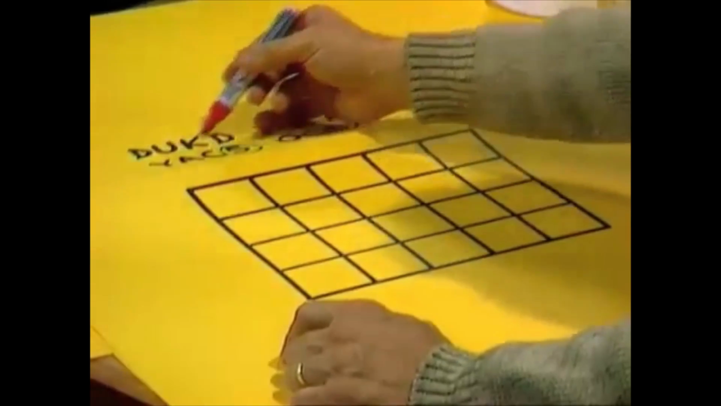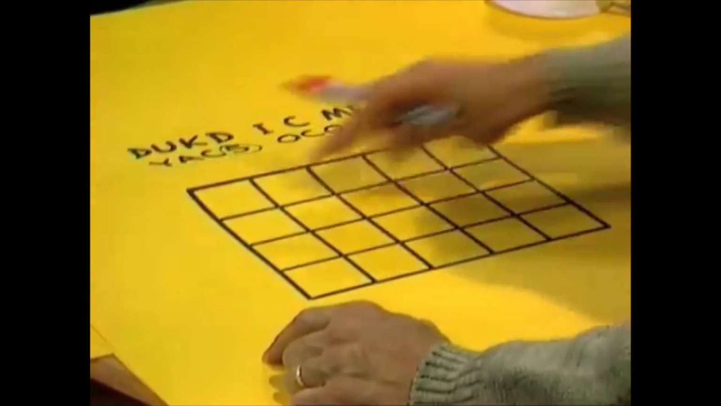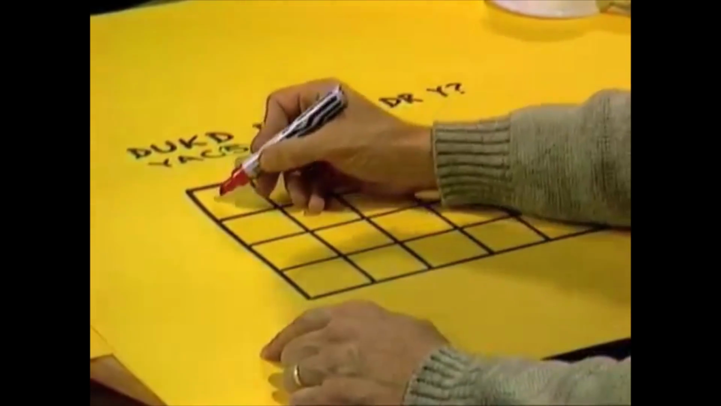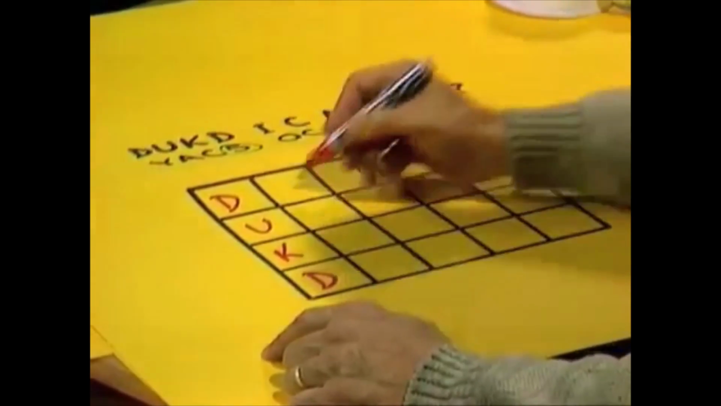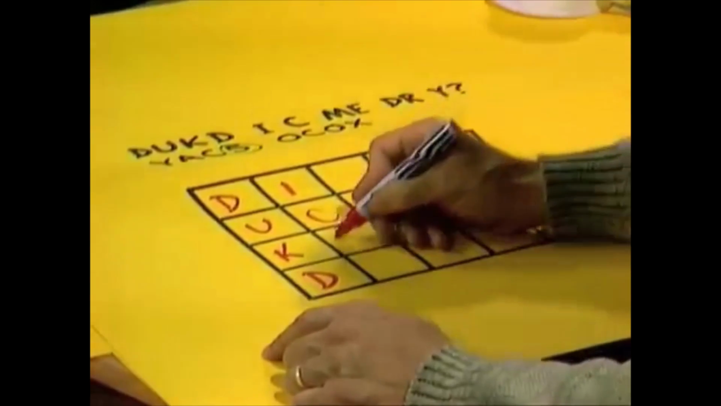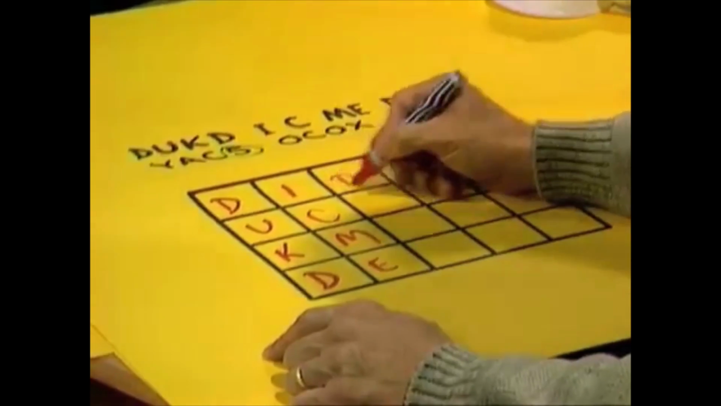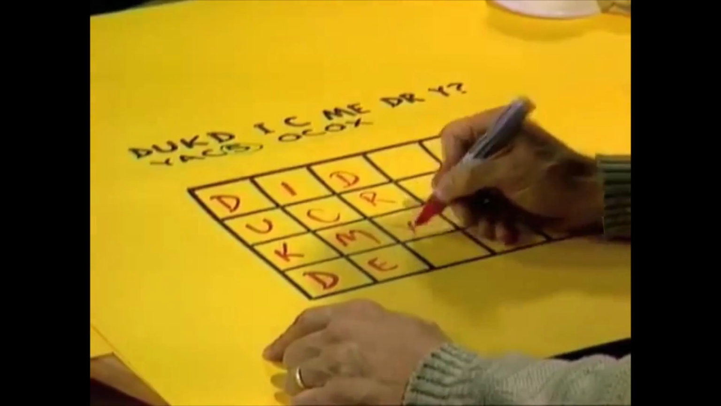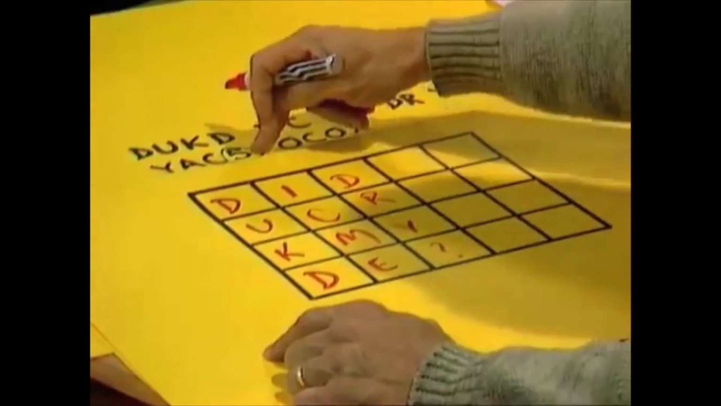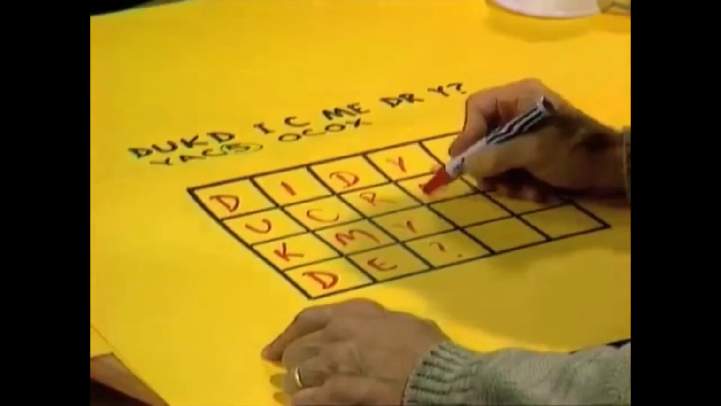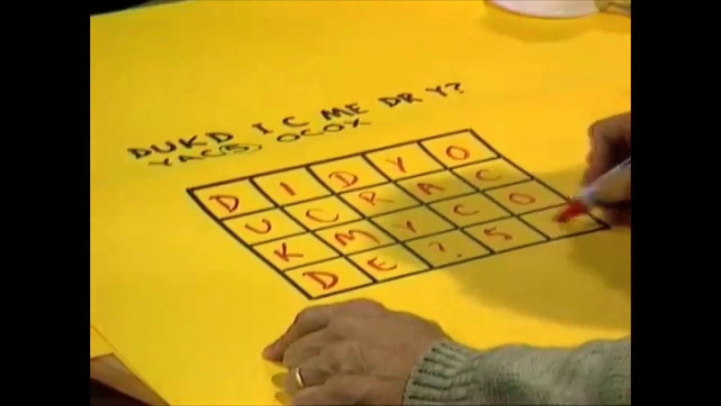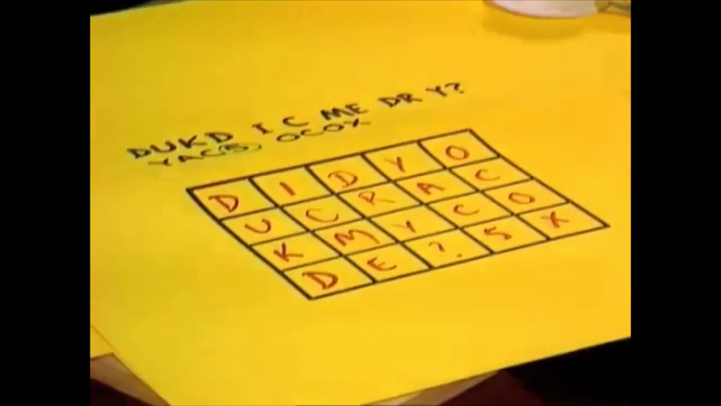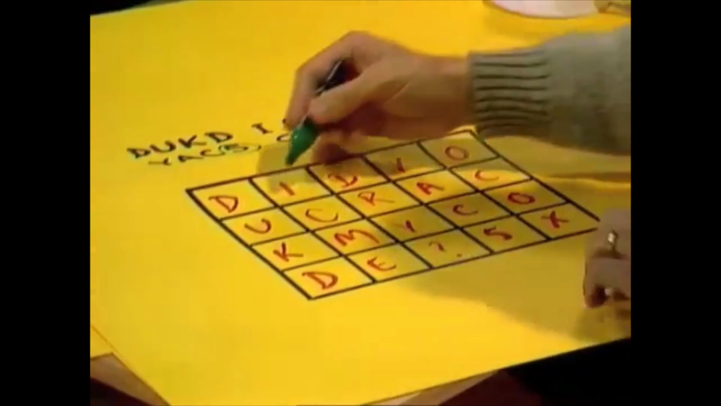Now, to solve the problem. All you need to do, of course, is write those letters in, not going left to right, but going top to bottom. And it'll look like this. D-U-K-D, duct, I-C, then M-E, then it was D-R, Y with a question mark, and the second last word was Y-A-C-5, and the last word was O-C-O-X.